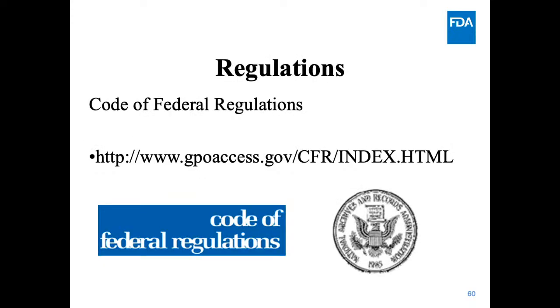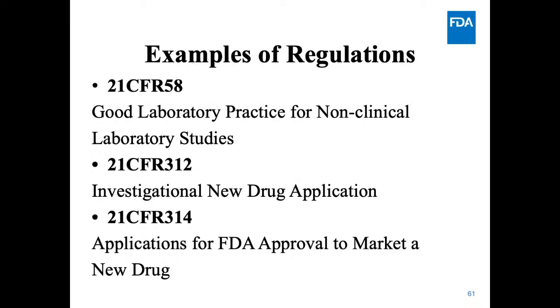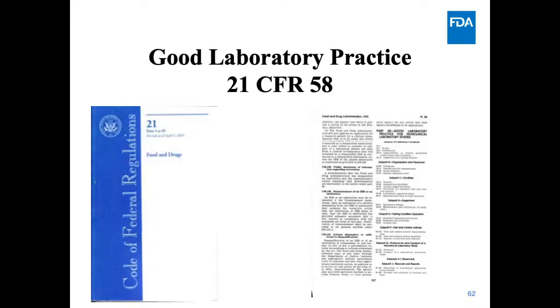So regulations include the Code of Federal Regulations, that is the GPO govinfo.gov CFR index. Examples of regulations are 21 CFR 58, which is good laboratory practice for non-clinical laboratory studies, 21 CFR 312, investigational new drug application, and 21 CFR 314, application for FDA approval to market a new drug.